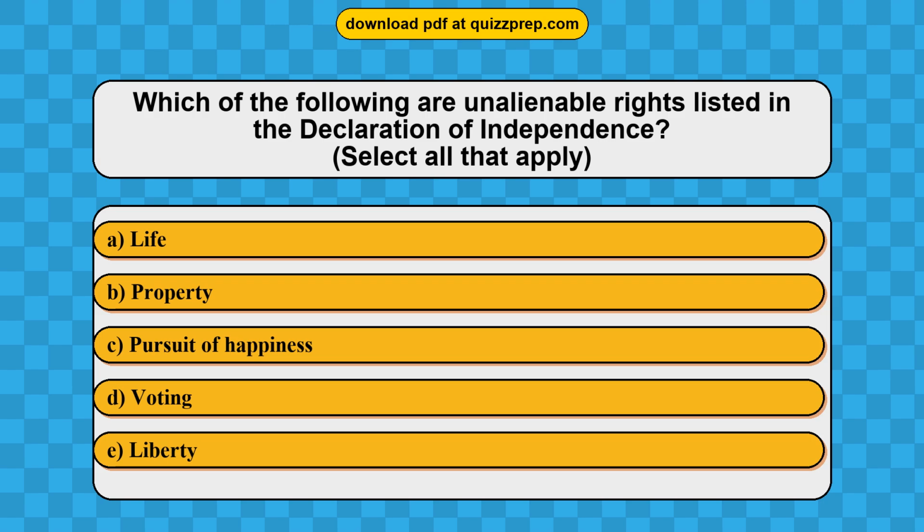Question 49. Which of the following are unalienable rights listed in the Declaration of Independence? Option A, life. Option B, property. Option C, pursuit of happiness. Option D, voting. Option E, liberty. The correct answers are options A and C and E, life, pursuit of happiness, liberty.